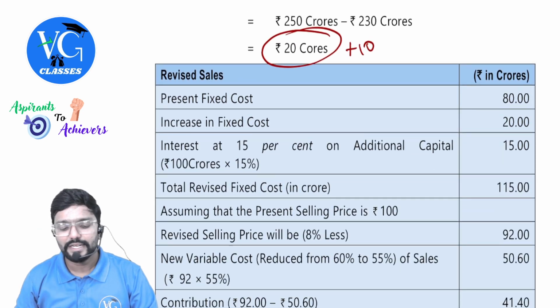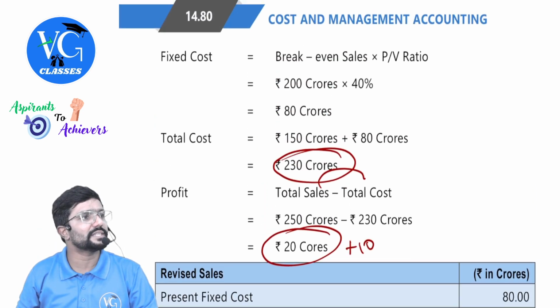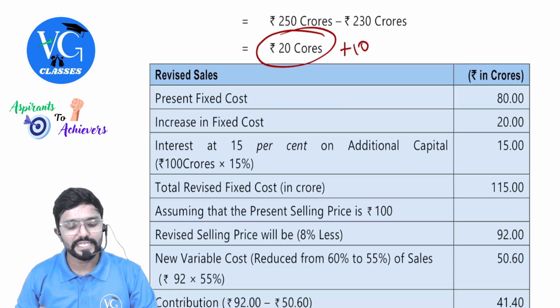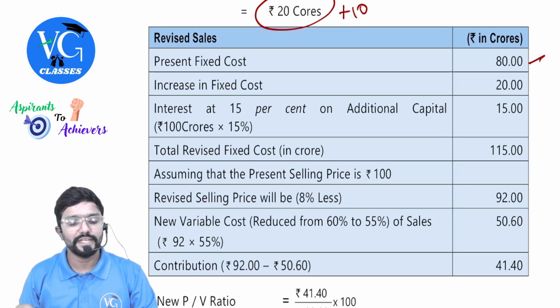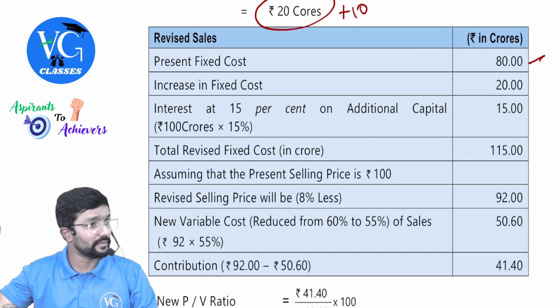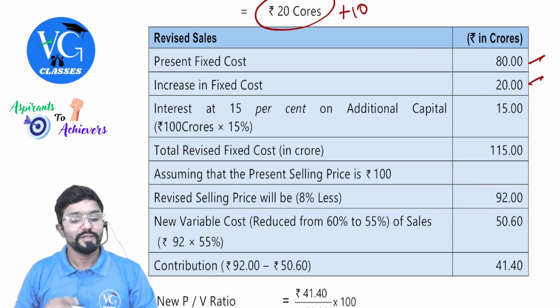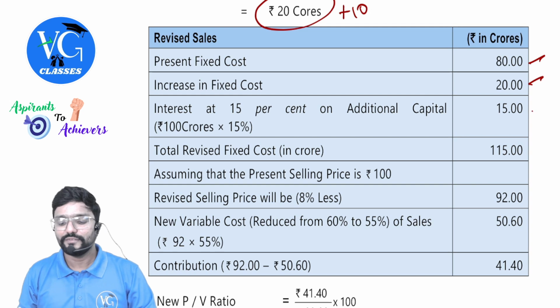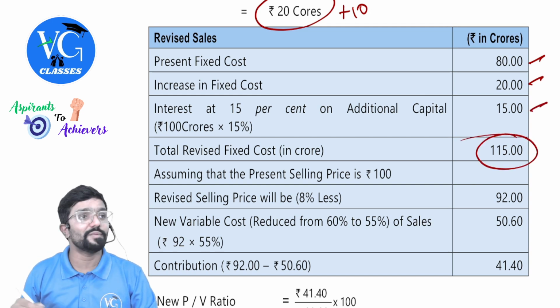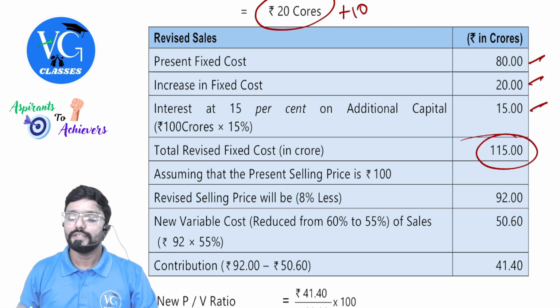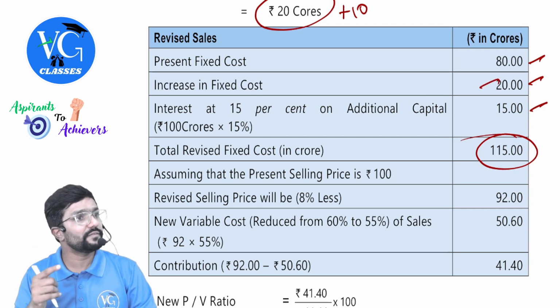Chalo, revised, guys. Whatever we discussed until now was present. Now revised. Present fixed cost 80. The increase in fixed cost they have given at the bottom. How much? 20 crore. Plus interest 15 crore. So total revised cost is how much? 115. Sir, the 20 that was given, is it including 15?